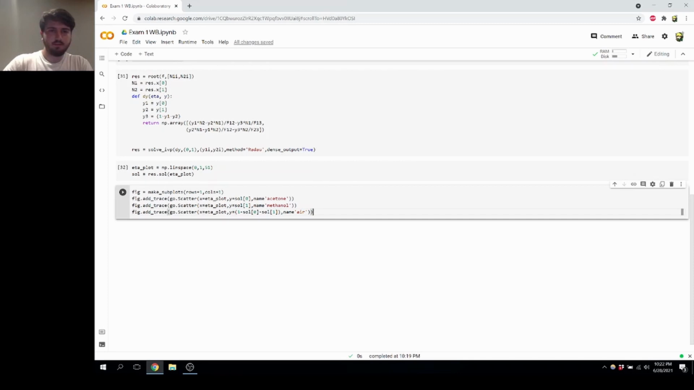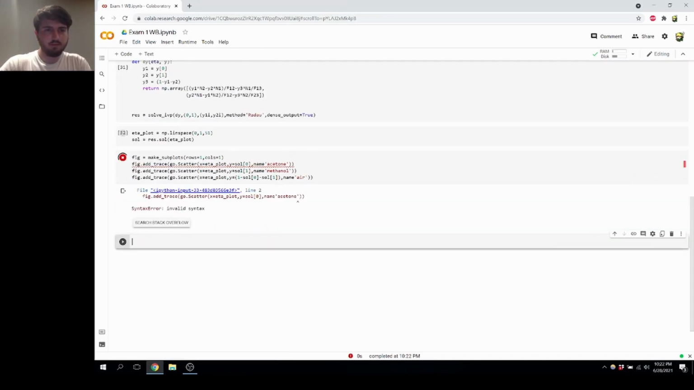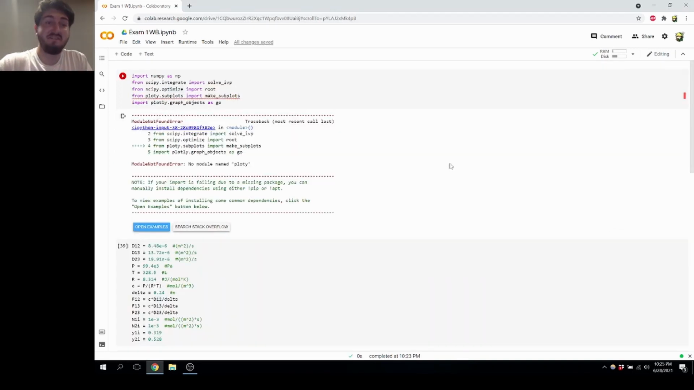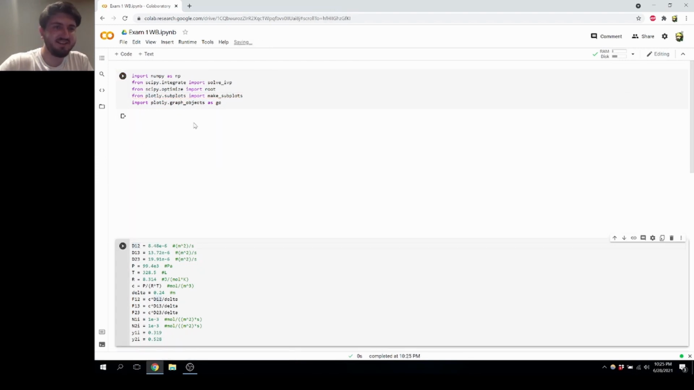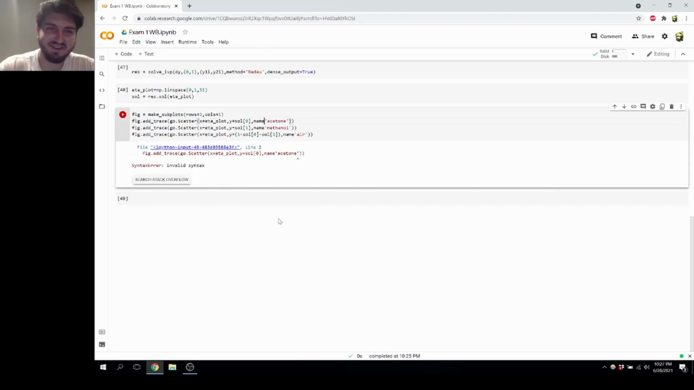And finally, shift enter. Ooh, what happened here? I found the issue. It is plotly. I did not import that correctly. And the other issue that I just found is that I didn't put equals here, the name equals.